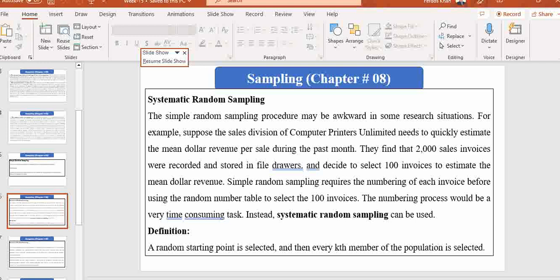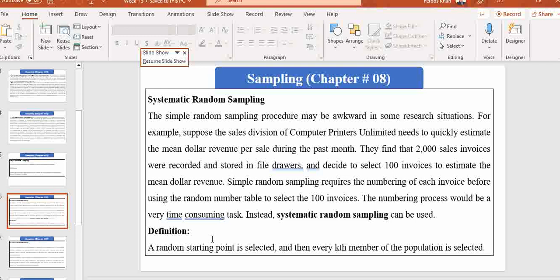Simple random sampling requires the numbering of each invoice before using the random number table to select the 100 invoices. Remember that in simple random sampling you need to label each item. This is one of the drawbacks, because if you have a huge population, then this is really difficult. The numbering process would be a very time consuming task. Instead, a systematic random sample can be used.